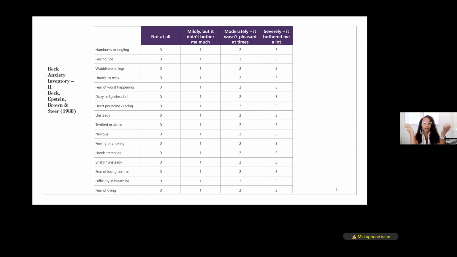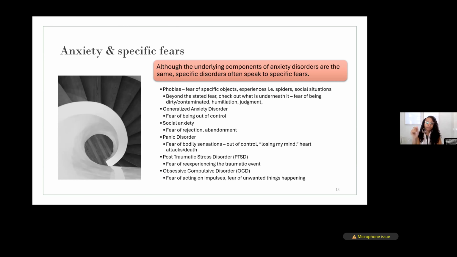With PTSD, I might experience terror, fear, and I might also have the fear of dying, but I might not experience that in phobias. So the Beck Anxiety Inventory is really looking at a variety of physical symptoms that show up across anxiety disorders. So it's also pretty straightforward, pretty easy to score.